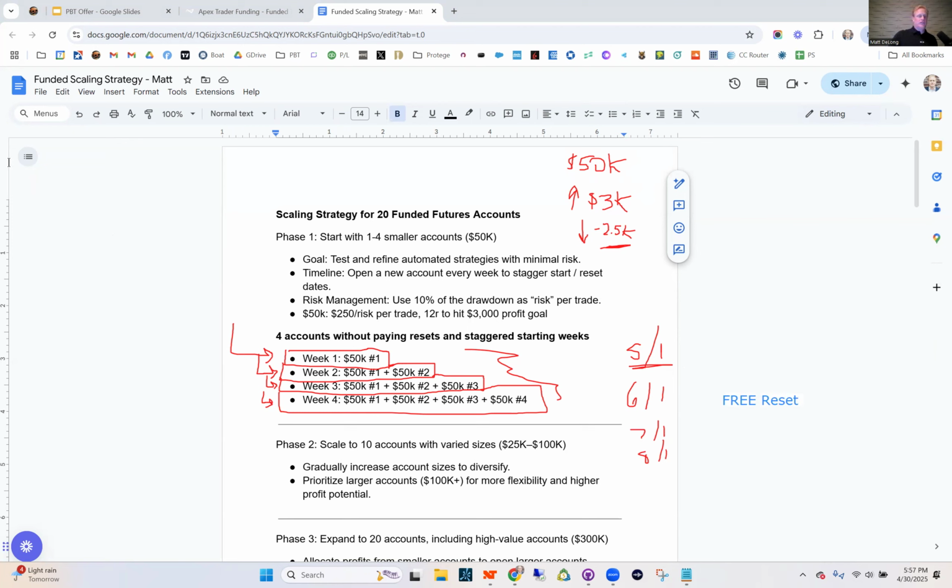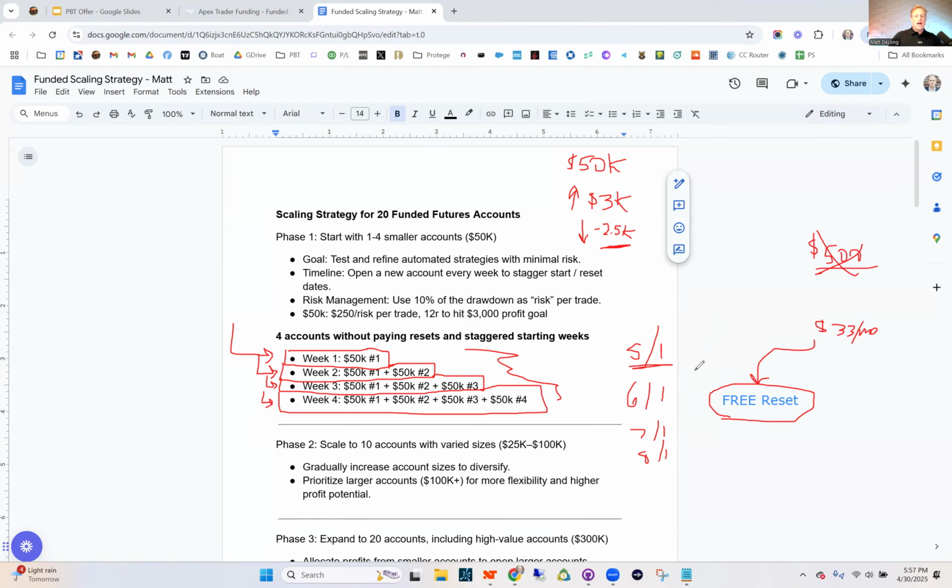Now, if you're used to what would be considered an old school funded account, previously an old school funded account would have cost something like $500. That's what it used to be. If you blow up a 50K account, you have to pay another $500. That is not how it works now. You pay $33 per month, and if it blows up on your billing cycle, you get a free reset.